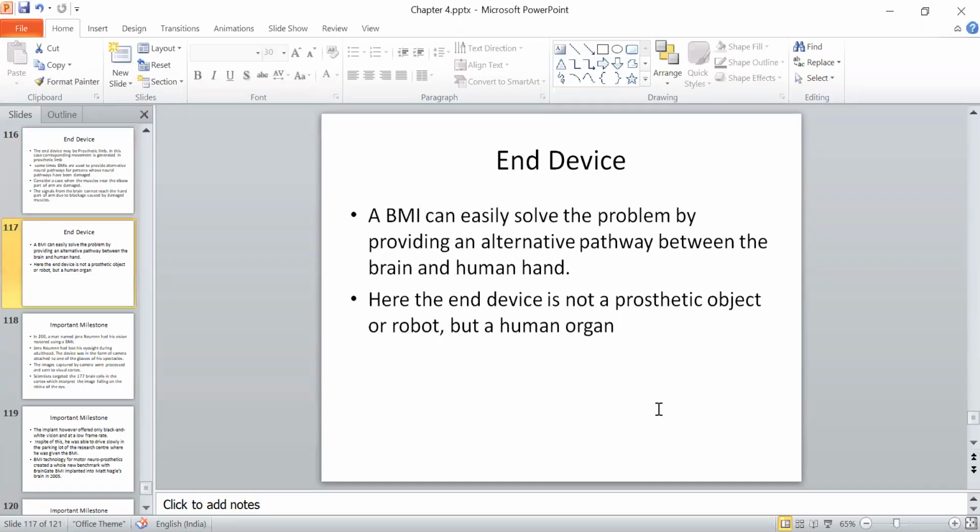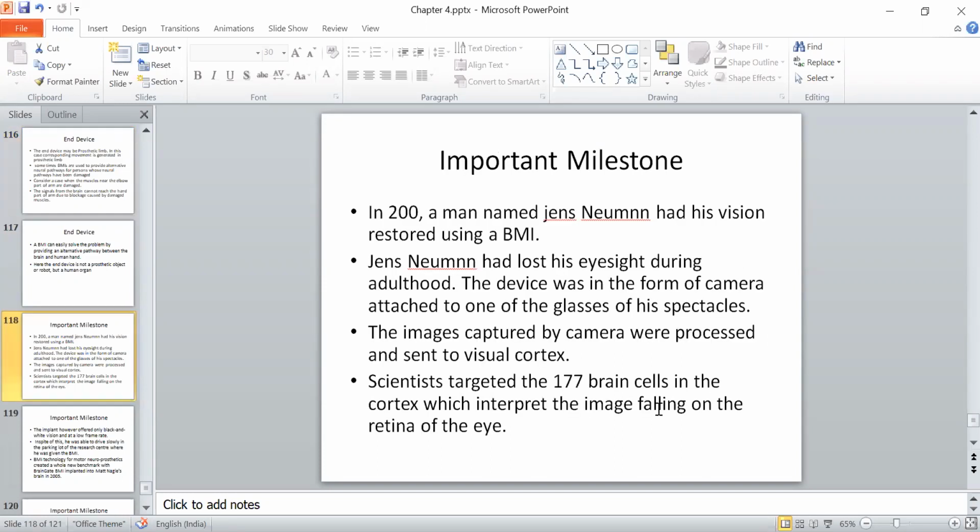So these are some of the important milestones. You can give a reading to these milestones also, what all things have been done in the case of BMI technology. So with this, I end the chapter here only. In the next class, we will start with the A6 technology. So if anyone has any doubt, you can ask that doubt.